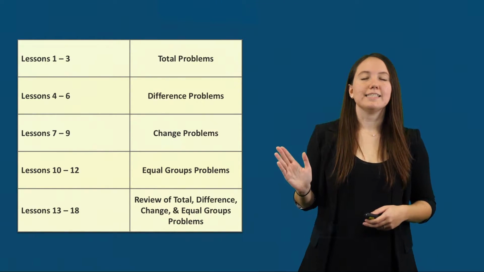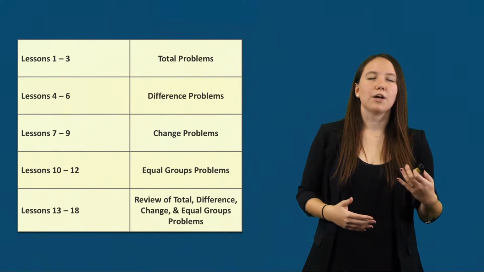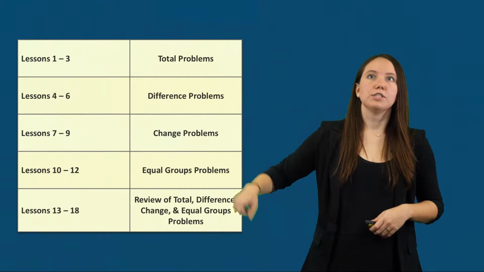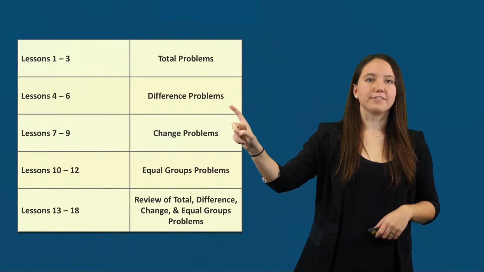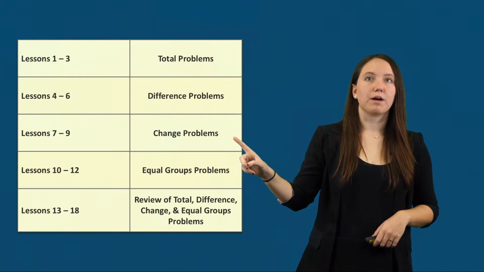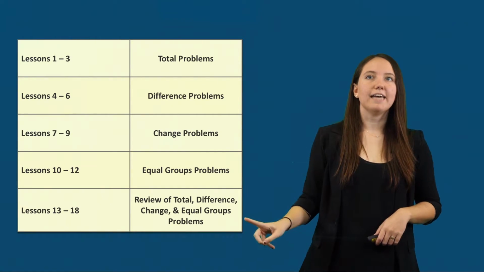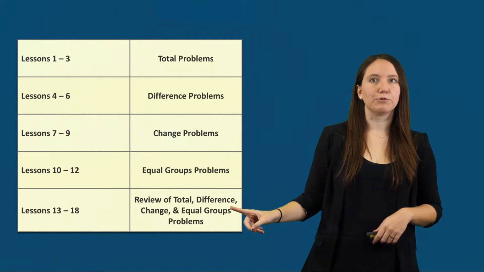So here we see the lesson schedule for the 18 lessons in the STAAR intervention program. The lessons are presented over 6 weeks, and there's 3 lessons per week. So for lessons 1 through 3, students focus on total problems. For lessons 4 through 6, they focus on difference problems. Lessons 7 through 9 focus on change problems. Lessons 10 through 12 focus on equal groups problems. And finally, lessons 13 through 18 are a review of total, difference, change, and equal groups problems.